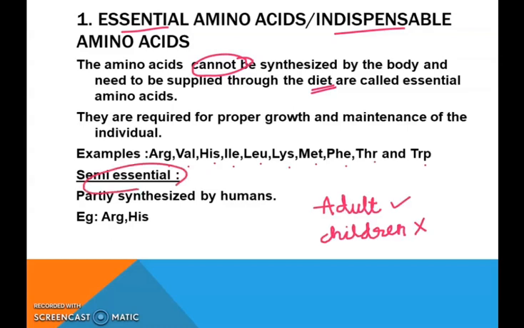Now, what is the semi-essential term? They are partly synthesized by humans. What does it actually mean? They are synthesized in adults but not in growing children. So in the case of children, we must supply these two amino acids through the diet, Arginine and Histidine.